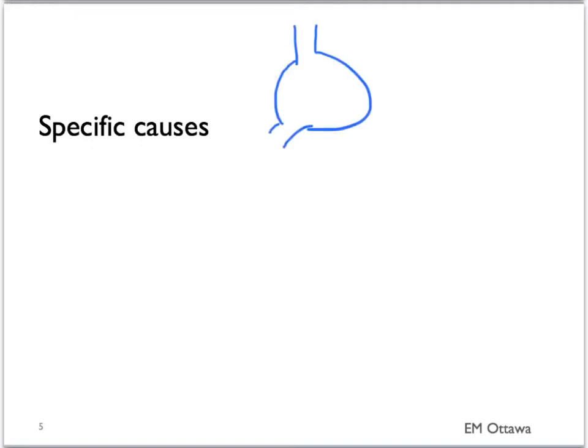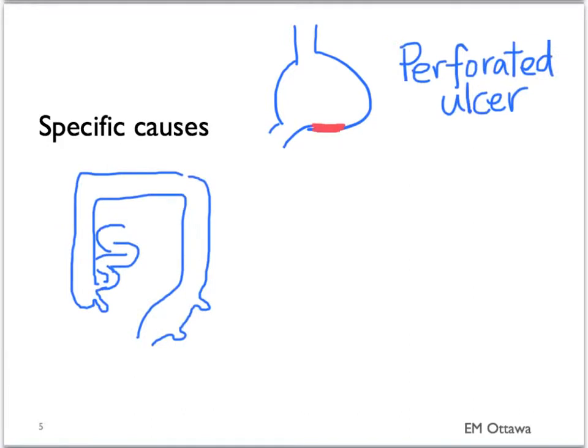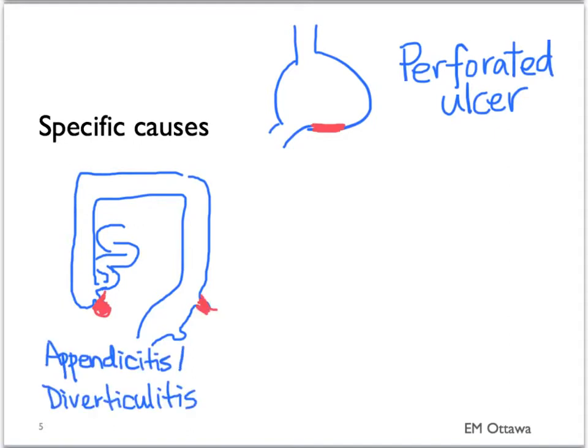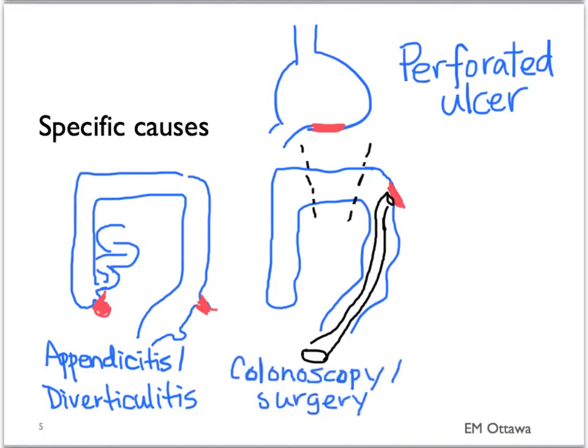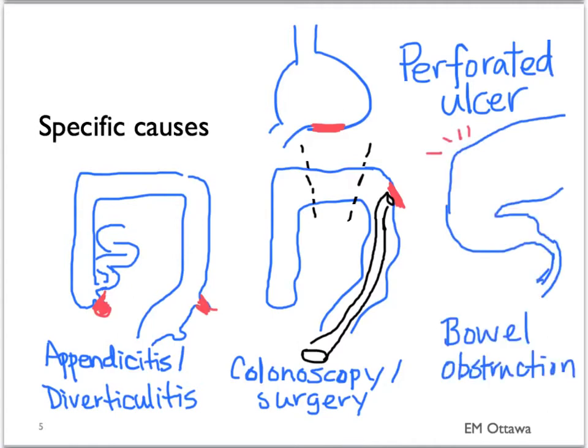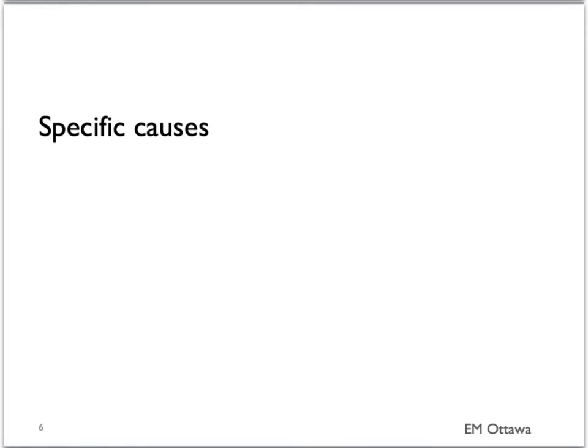The first cause is a perforated ulcer. The next cause, from local inflammation such as appendicitis or diverticulitis. Post-instrumentation such as colonoscopy, or after surgery in the anastomosis site. Lastly, it can also be from bowel obstructions. Let's look at the history and the presentation for each of these specific causes.